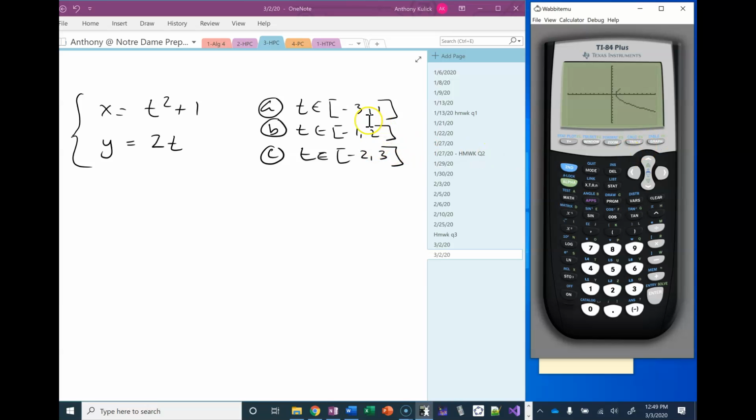Okay, so let's see what happens when we change the interval we're graphing from -3 to +1 to the interval -1 to +2. So to do that, we'll go back to the window, and this time we'll change the t-min to -1, and the t-max to +2. And then hit graph again. You notice we get something that looks quite different, right? Everybody's okay there?